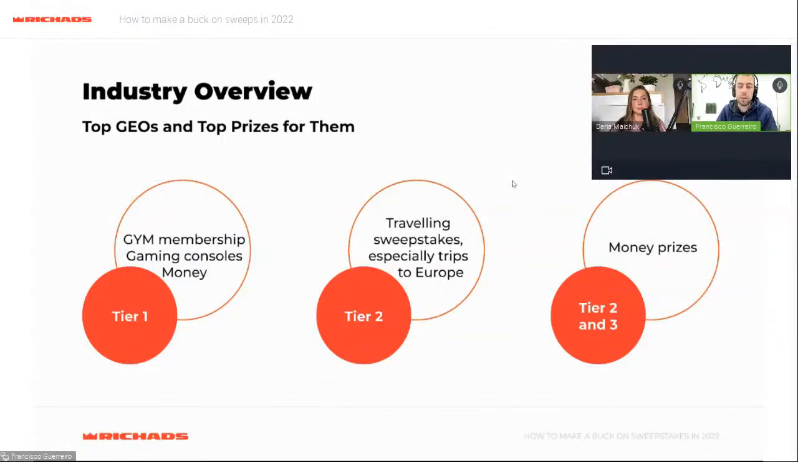What you've seen in terms of top prizes and top geos is that there is increasingly a split by tiers. So tier one, because of the COVID crisis and because of this stay at home, we have started to see two big verticals. One of them is gaming and electronics, so Xbox, PlayStations, TVs, iPads, devices like this have been gaining quite a lot of traction in terms of potential prizes for the user.